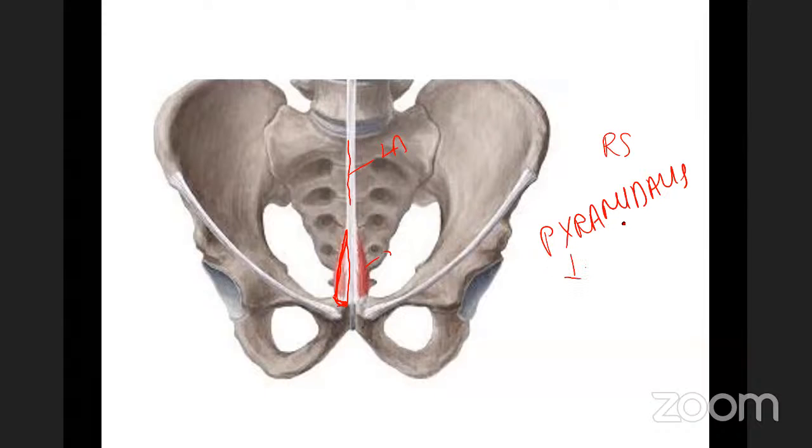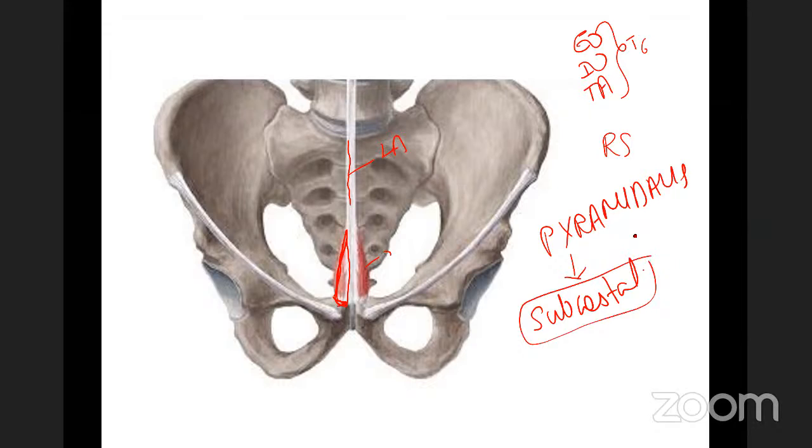Now the MCQ question is, what is the nerve supply of this pyramidalis muscle? It is supplied by the subcostal nerve. Now all the muscles, external oblique, internal oblique, transverse abdominis, are supplied by the anterior rami of the lower 6 thoracic spinal nerves. Now this pyramidalis is supplied by subcostal nerve, which is a MCQ question.